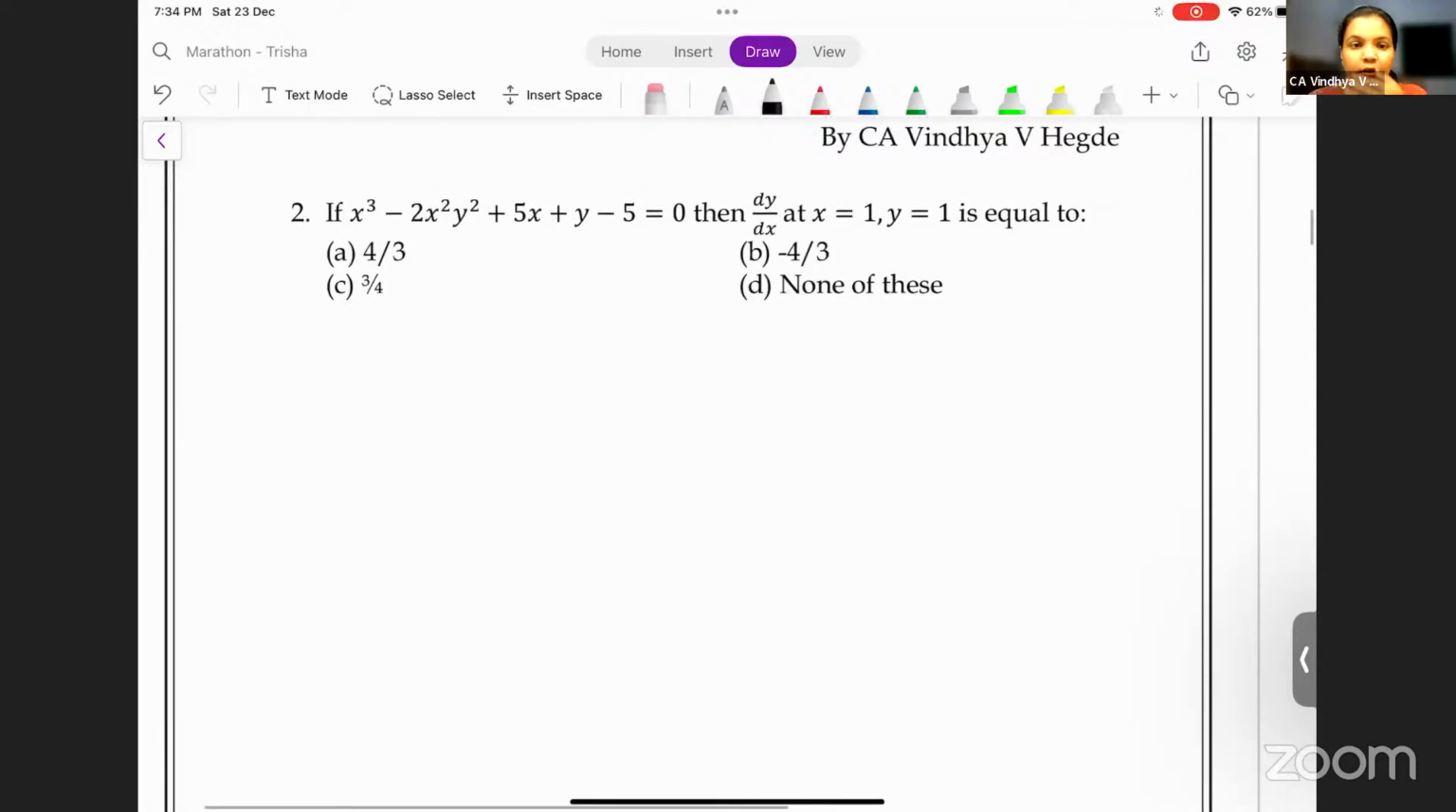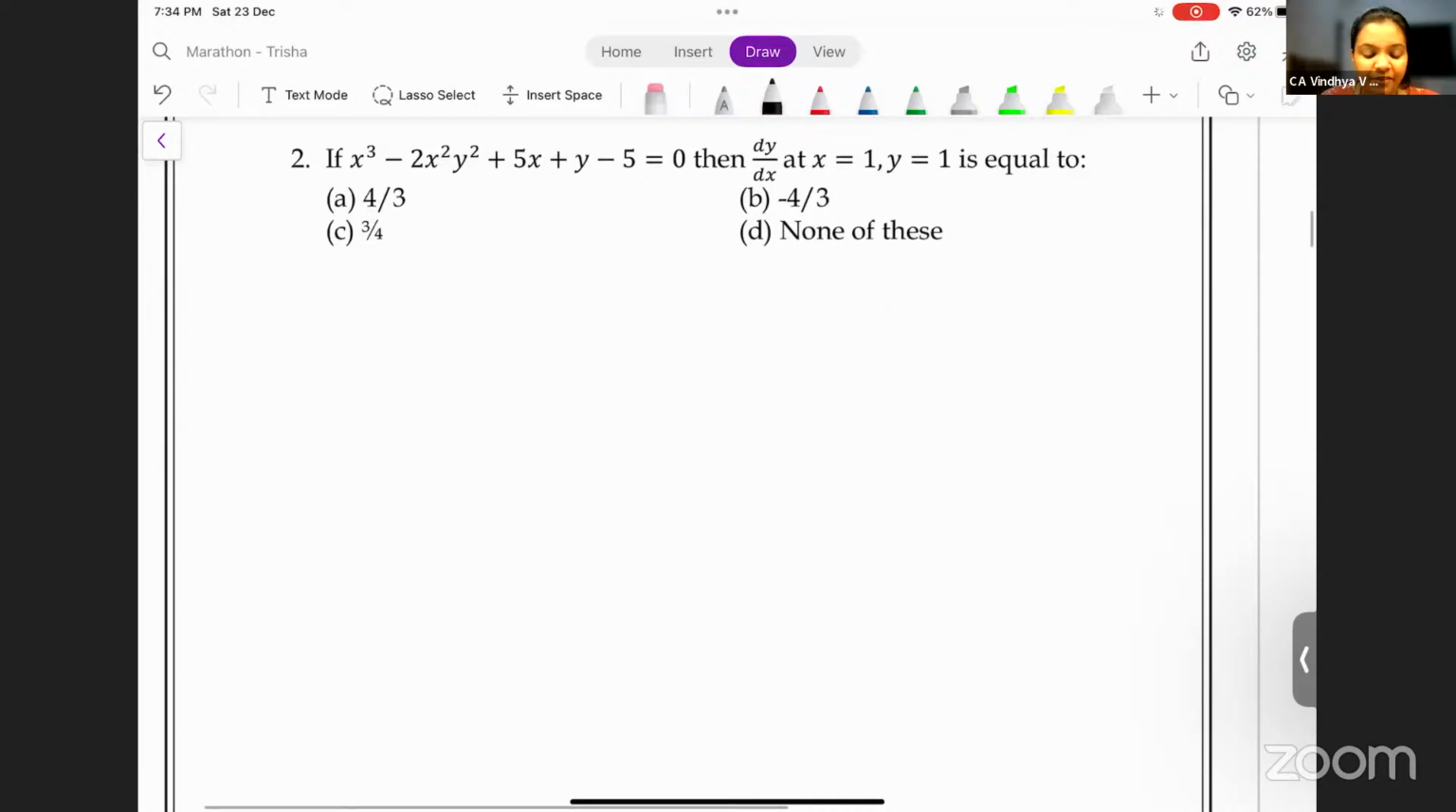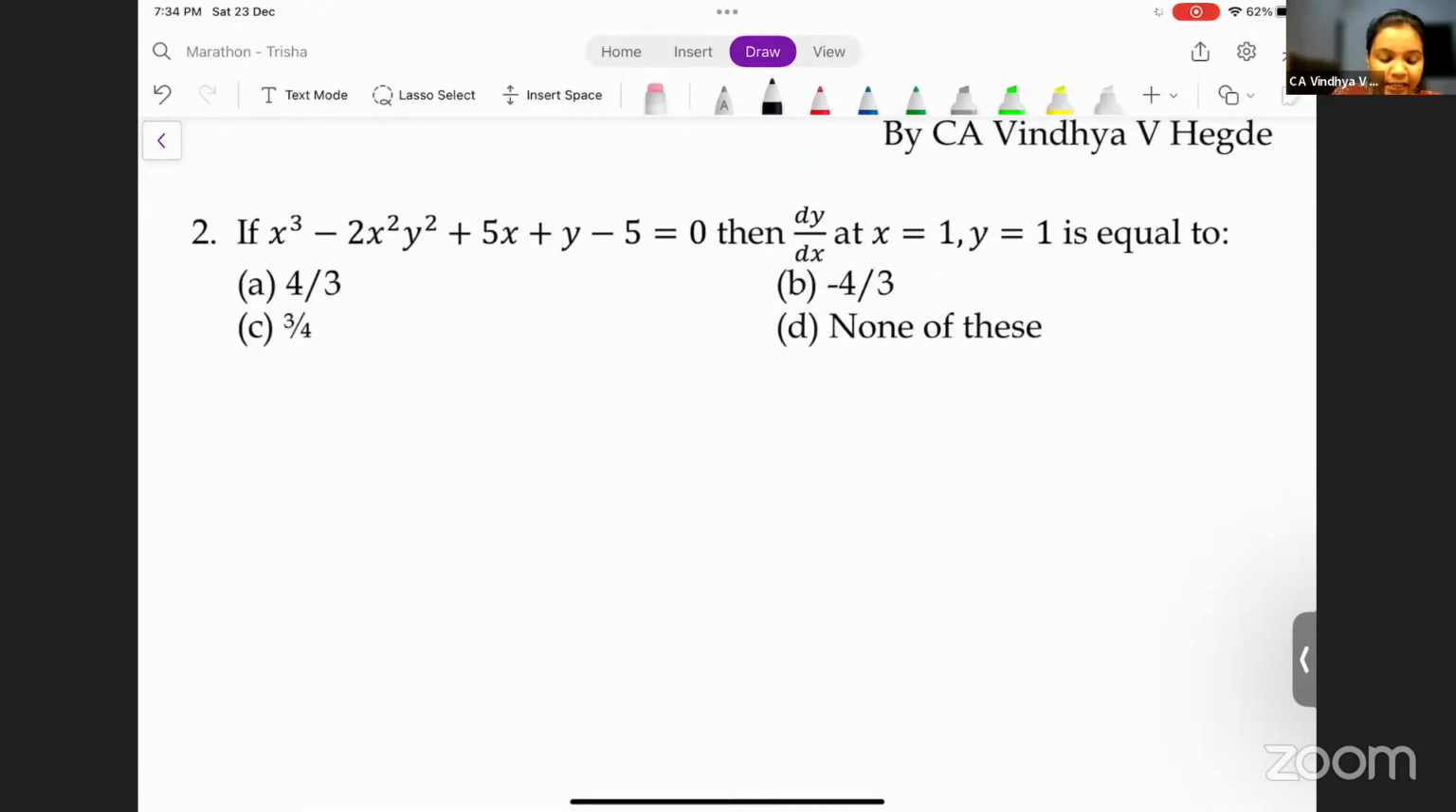Okay. Next question. x cube minus 2x square y square plus 5x plus y minus 5 is equal to 0 at x is equal to 1 and y is equal to 1. So what they have asked here is dy by dx at x and y equal to 1. We'll start with finding the derivative. Now again, this is an implicit function.